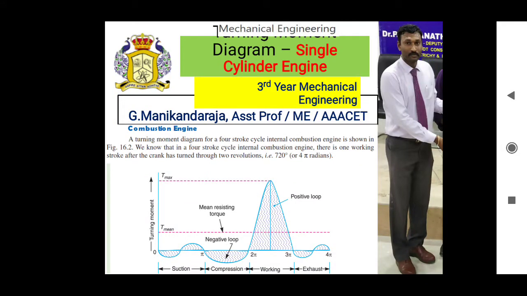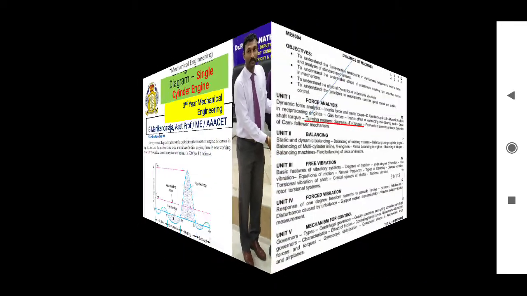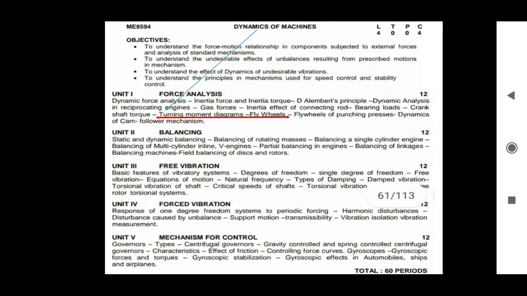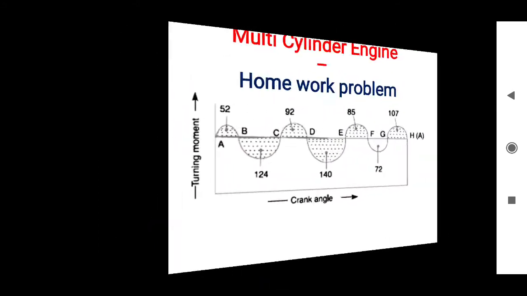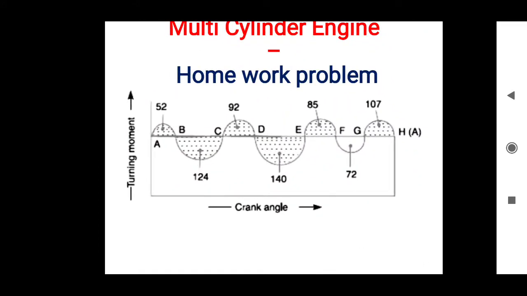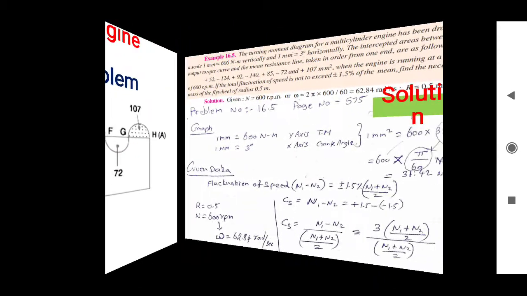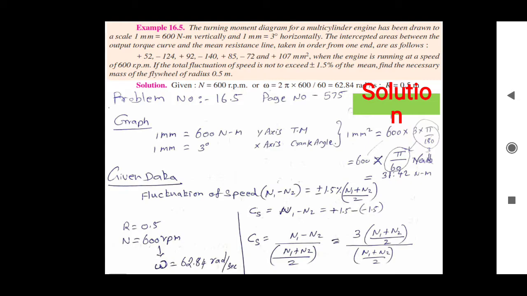Today we will discuss Unit 1, force analysis, the turning moment diagram for the single cylinder engine, as per the 2017 regulation, Dynamics of Machinery, second half of the first unit. The multi-cylinder engine is a common problem, which I mentioned in the previous session. Just have a quick glance at this.